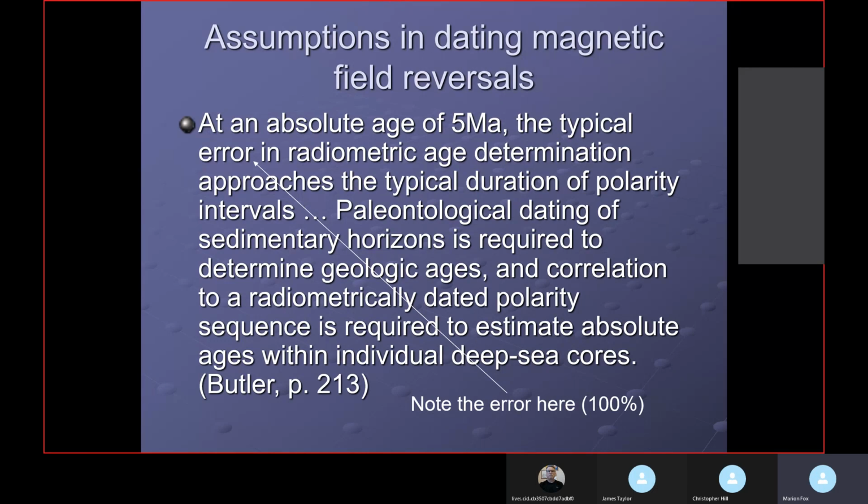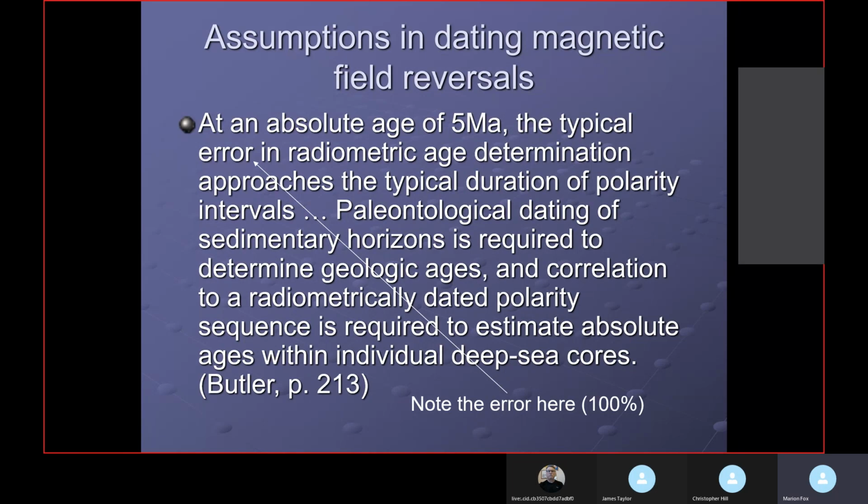Paleontologic dating of sedimentary horizons, sedimentary rock, they dated it by the assumed constant for sedimentary deposition rates. Dating of sedimentary horizons is required to determine geologic ages, so we have to date it by the assumed sedimentary deposition rate. In correlation to the radiometric dating, polarity sequence is required to estimate absolute ages within individual deep sea cores. What's he saying? He's saying we assumed a constant deposition rate, and we use that deposition rate to calibrate our radiometric ages. And we use that to determine the ages of these reversals of magnetic fields in the rocks. That's what we did.